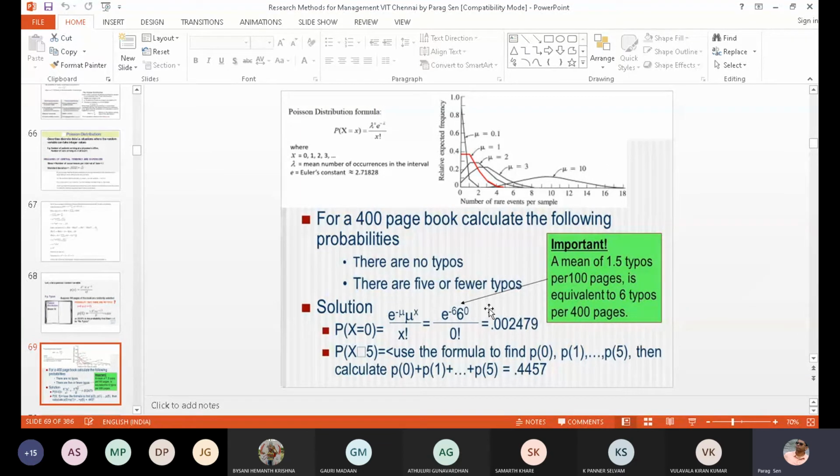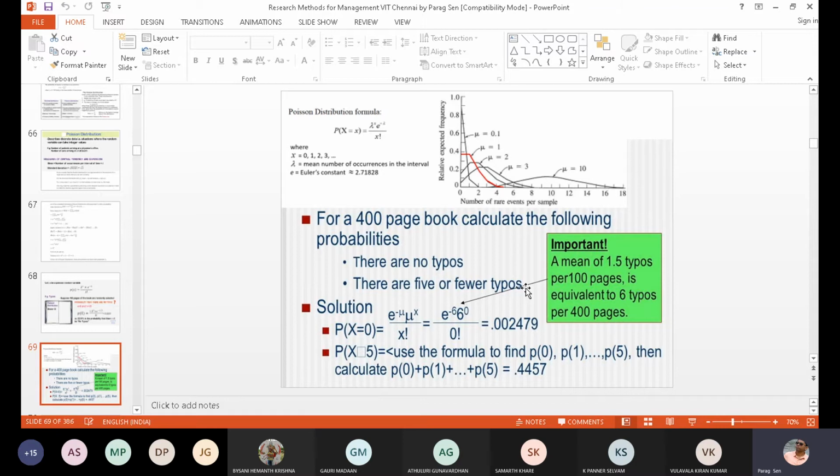But whenever you are calculating the probability of 5 or fewer errors, how will you calculate? You will have to calculate for x equal to 0, x equal to 1, 2, 3, 4, and 5, because only up to 5 counts. We have already discussed the probability mass function. Since it is specifically mentioned that fewer errors should also be taken into account, we use integer values.